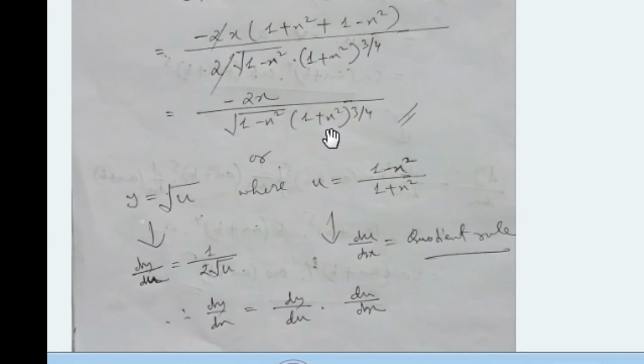The same question can be done by using u and v. If we choose the part which is under the square root as u, then y will become root over u, and we will find dy by du, which is 1 by 2 root u. And this is u in terms of x, so we are going to find du by dx, and by applying the quotient rule we'll get this part. Then the chain rule can be written like this: dy by dx is equal to dy by du into du by dx, and we will put in these two and we'll get the result like this.